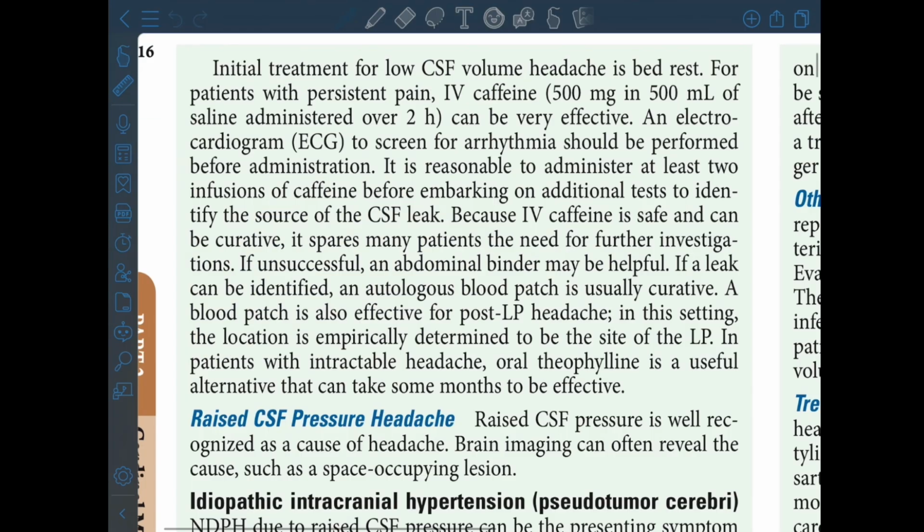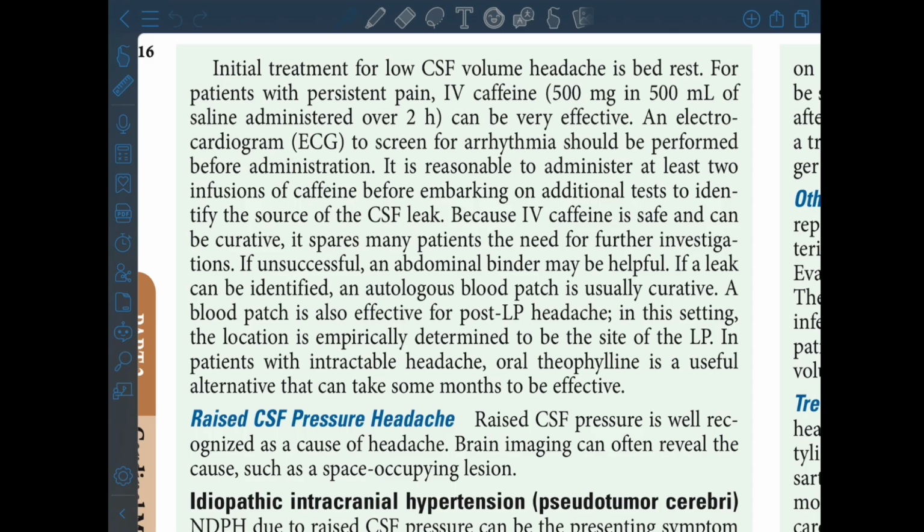Initial treatment for low CSF volume headache is bed rest. For patients with persistent pain, IV caffeine, 500 mg in 500 ml of saline, administered over 2 hours can be very effective. An electrocardiogram (ECG) to screen for arrhythmia should be performed before administration. It is reasonable to administer at least 2 infusions of caffeine before embarking on additional tests to identify the source of the CSF leak. Because IV caffeine is safe and can be curative, it spares many patients the need for further investigations. If unsuccessful, an abdominal binder may be helpful.